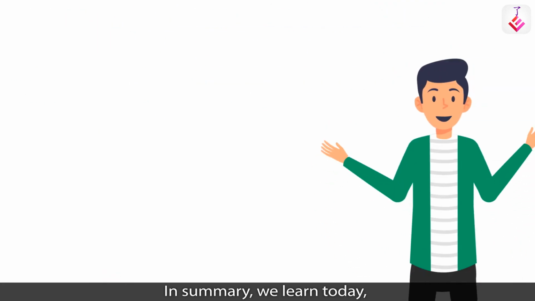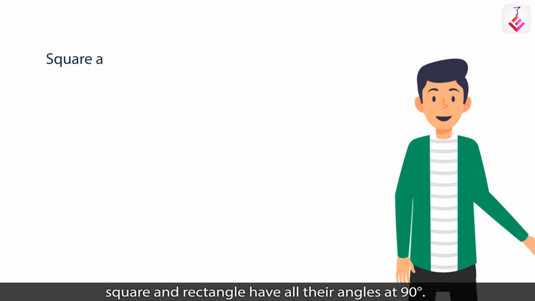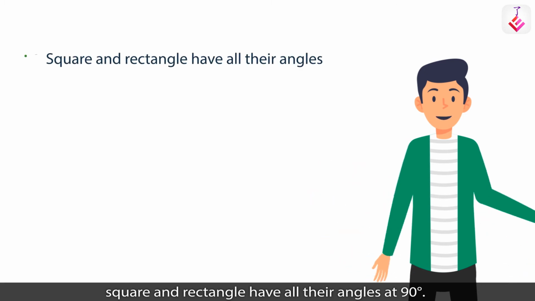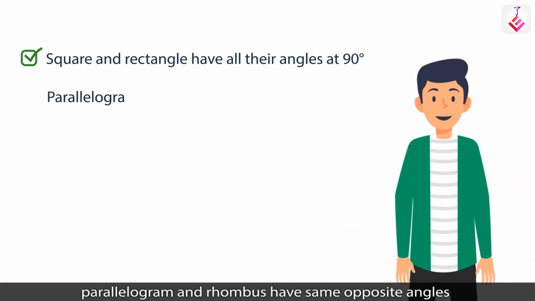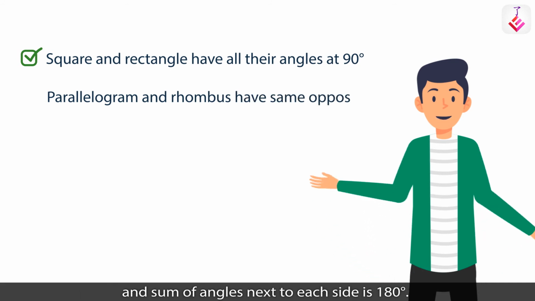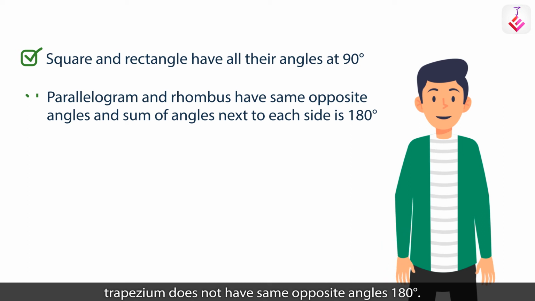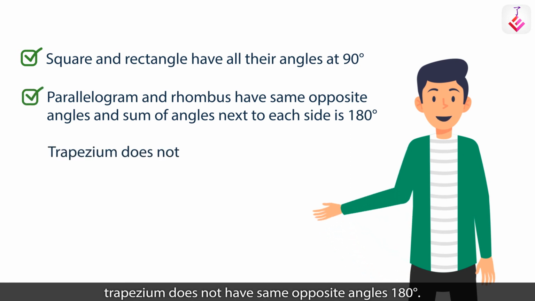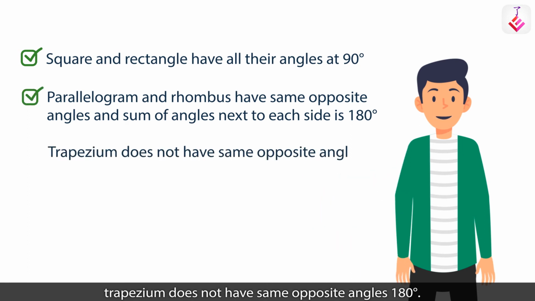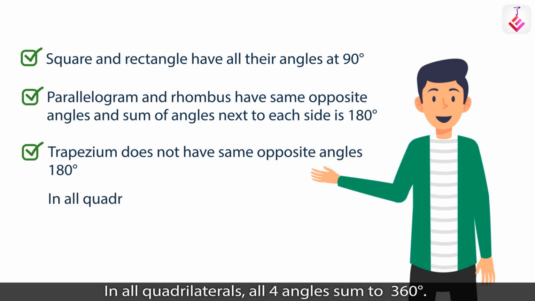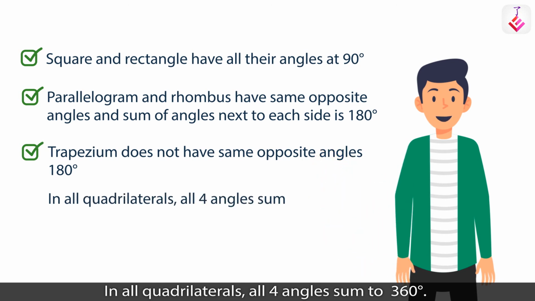In summary, we learned today: square and rectangle have all their angles at 90 degrees. Parallelogram and rhombus have equal opposite angles, and the sum of angles next to each side is 180 degrees. Trapezium does not have equal opposite angles. In all quadrilaterals, all four angles sum to 360 degrees.